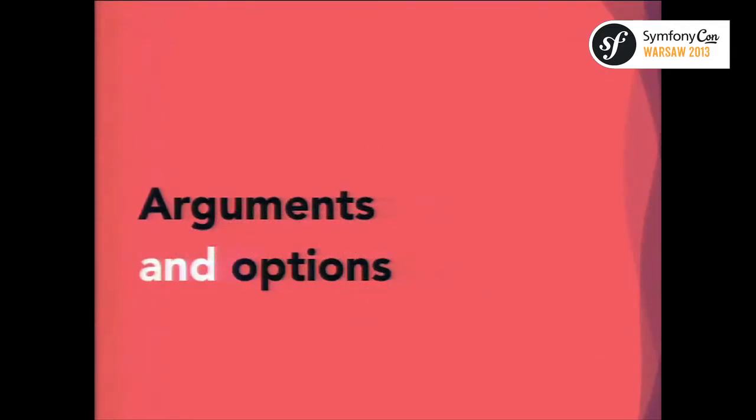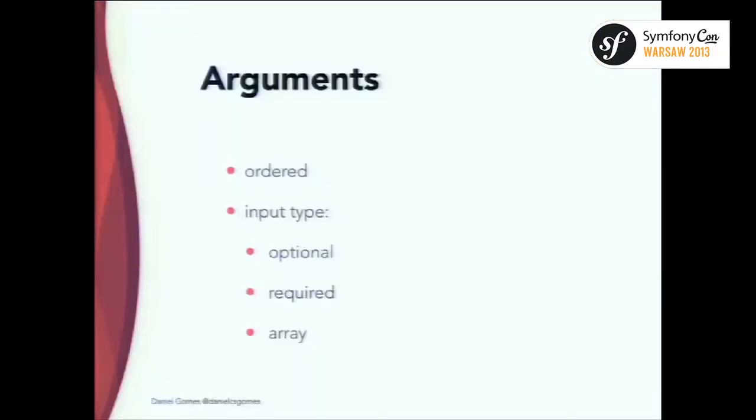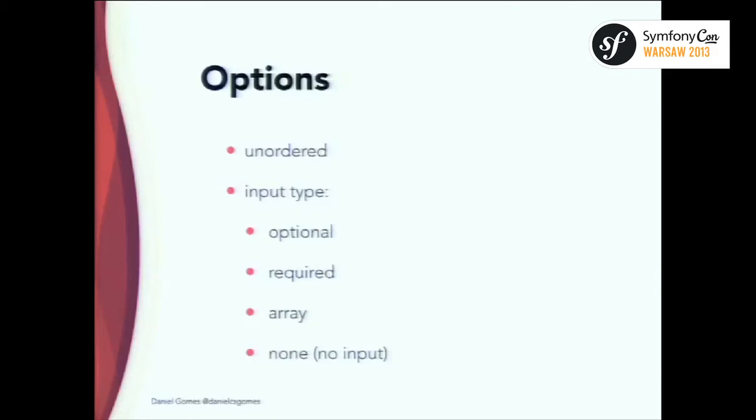So basically, what we need here are arguments and options to make some interaction with the user. Arguments are ordered. You need to always follow the order of the arguments, and they can have three types of input: optional, required, and array. You can combine the input type with optional and array, and required and array, okay? If you are using the type array, it needs to be the last argument you use, because it will use the spaces to grab the input. Options are quite the same. The difference is they are unordered, and you have another type that doesn't have an input. Basically, it is a true or false.